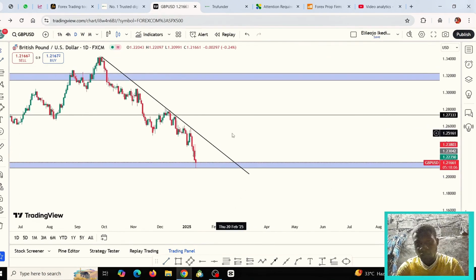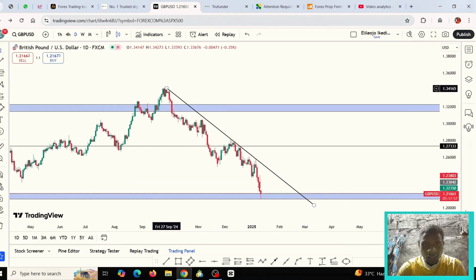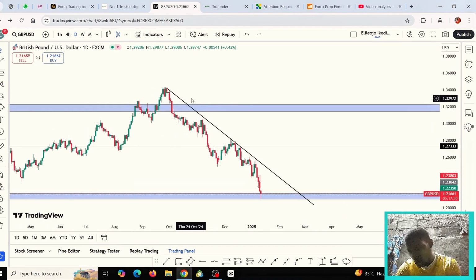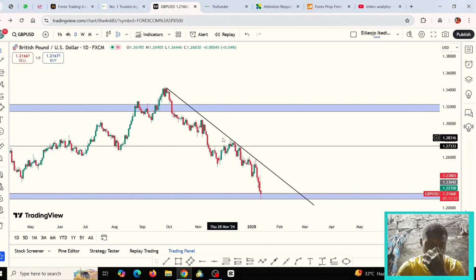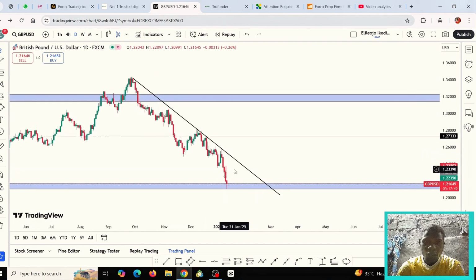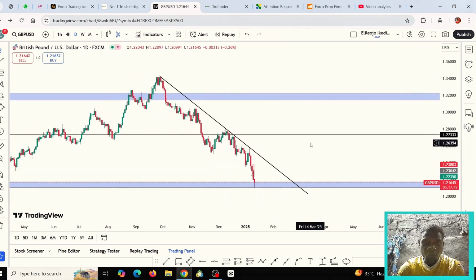Like so. And there you have your trend line on the daily time frame. Place it on the wicks, and then you connect it, slide it down. Just slide it down, connect it. That's the trend line for GBP USD in the daily time frame.